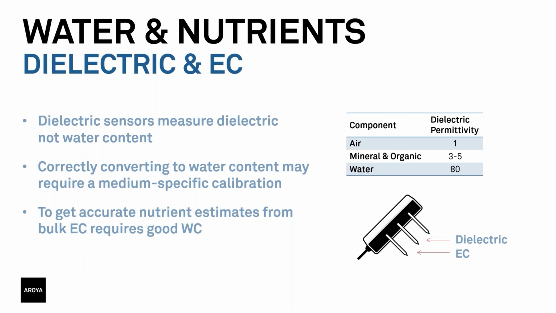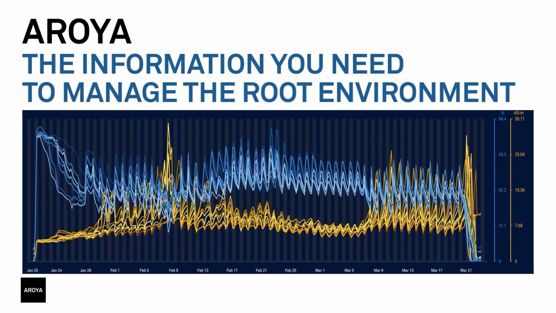Now here's an example of a full crop cycle in a commercial controlled environment facility. This shows 10 sensors each in a single growth room. The blue lines represent water content of the substrate. The yellow lines represent pore water electrical conductivity. The substrate here is rock wool.